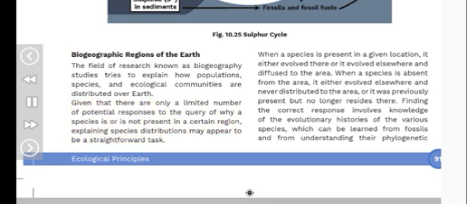When a species is present in a given location, it either evolved there or it evolved elsewhere and diffused to the area. When a species is absent from the area, it either evolved elsewhere and never distributed to the area, or it was previously present but no longer resides there. Finding the correct response involves knowledge of the evolutionary histories of the various species, which can be learned from fossils, and understanding their phylogenetic relationships.